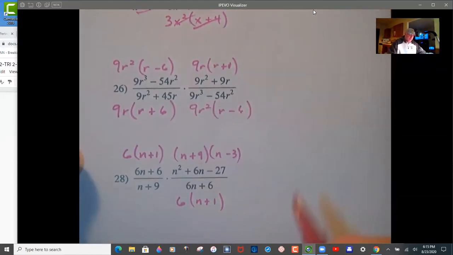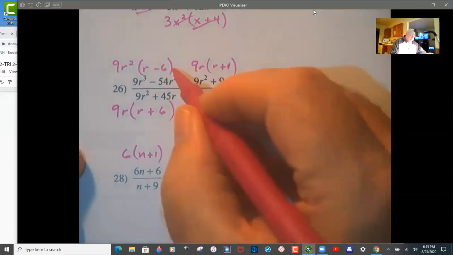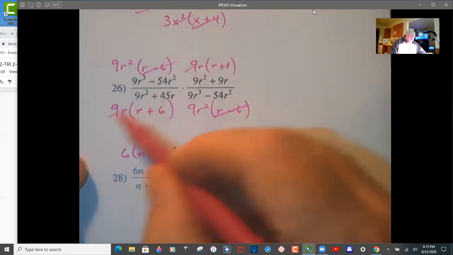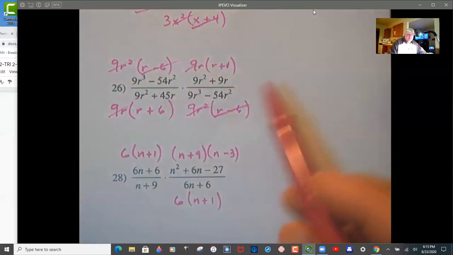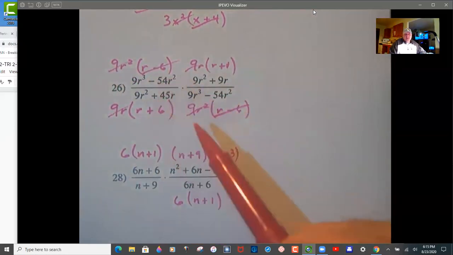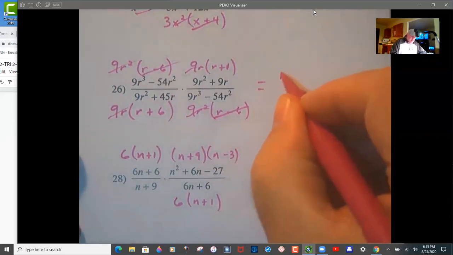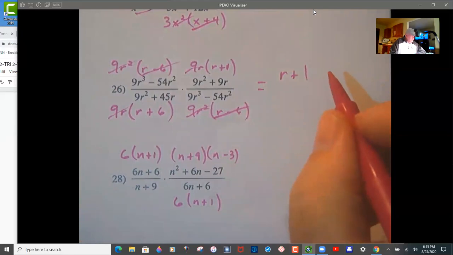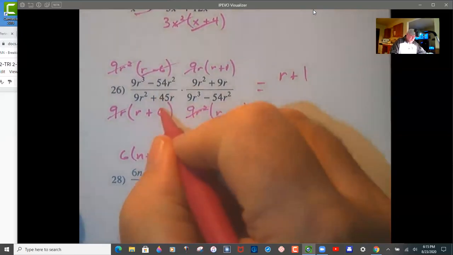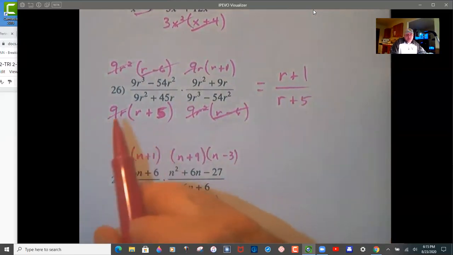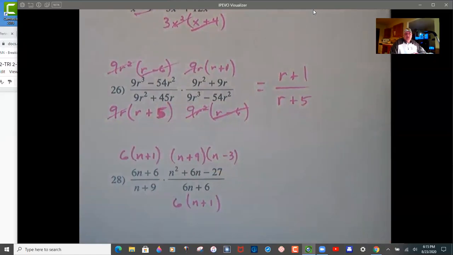And then 26, we have r minus 6. Looks like the 9r's will drop, the 9r squareds will drop. So yeah, you can cross cancel. That will work all the time. So r plus 1 over, this should have been 5 here, sorry, over r plus 5, my bad. So that's an r plus 5. 9r times 5 is 45r.